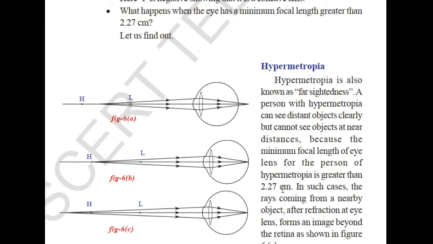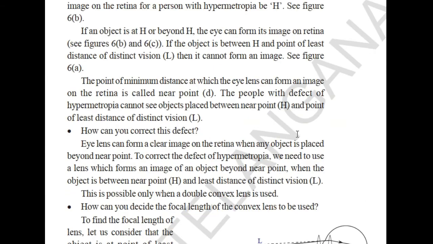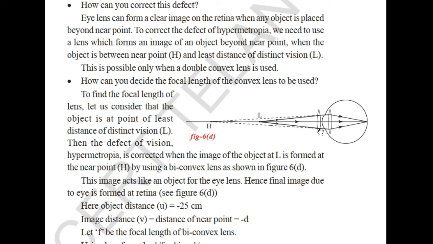2.27 means the near object is seen, but the focal length will be greater than 2.27. So what happens? The image gets converged behind the retina. Actually, here it should be on the retina, not behind it. So to correct this, you will be using a convex lens. By the use of a convex lens, you are going to get the image at the retina.